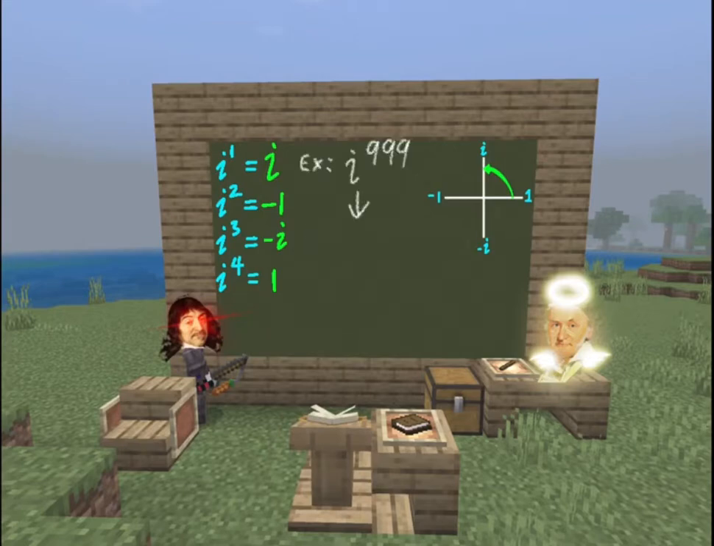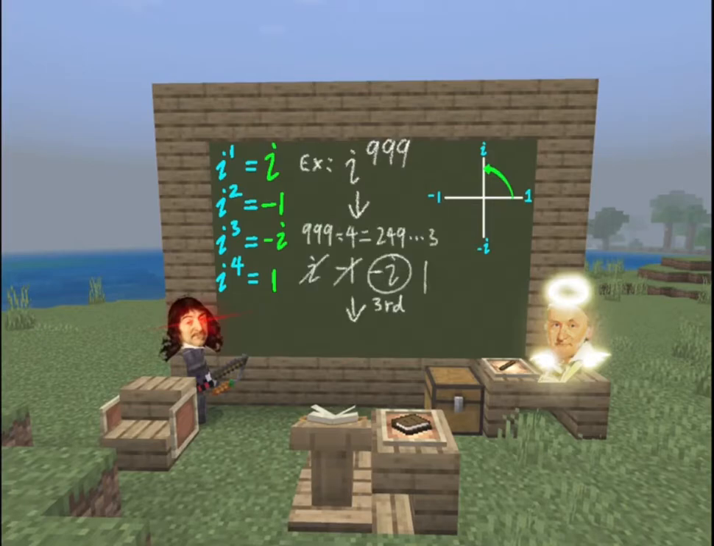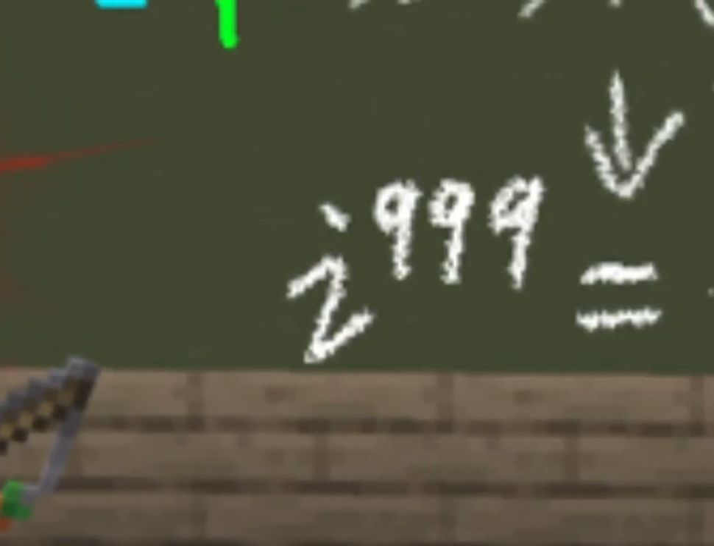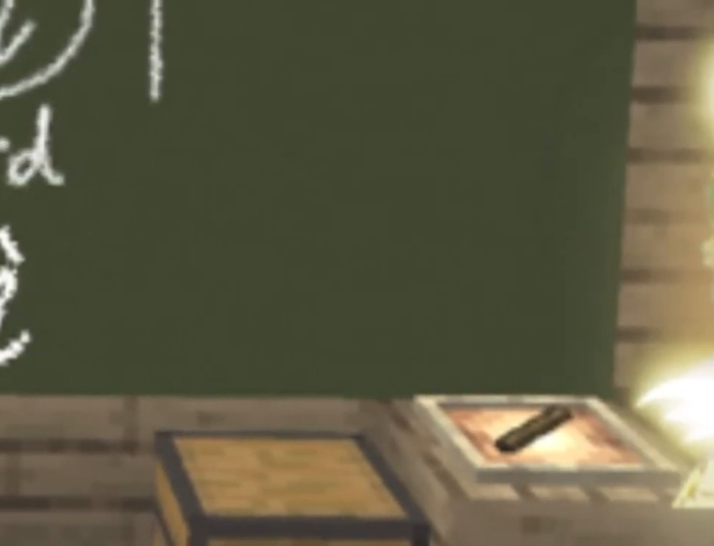For example, i to the power of 999. 999 divided by 4 equals 249 with 3 left. So i to the power of 999 equals -i. This interesting fact does help you have a better understanding of how i rotates 90 degrees anti-clockwise from 1, right?